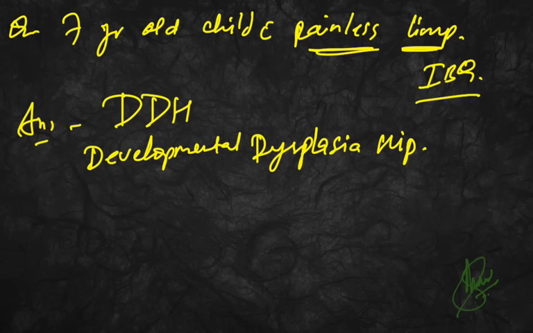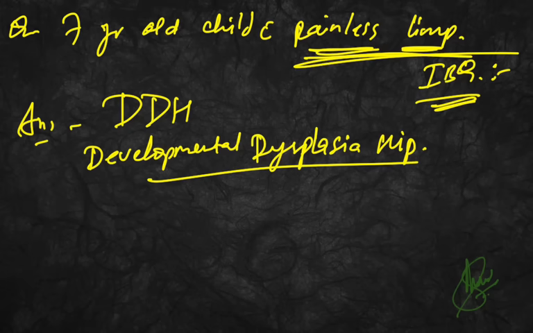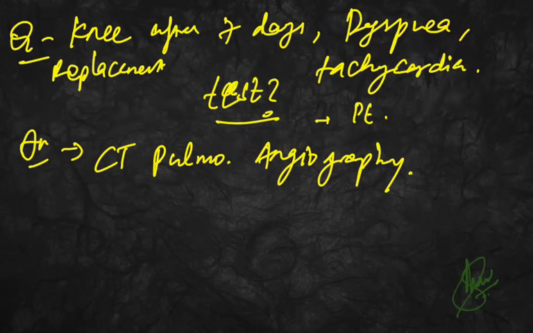This is the answer. So a 7-year-old child with painless limb. The X-ray was also given. Image-based question, but if they are mentioning painless limb, then it is developmental dysplasia of the hip. This is a no-brainer.